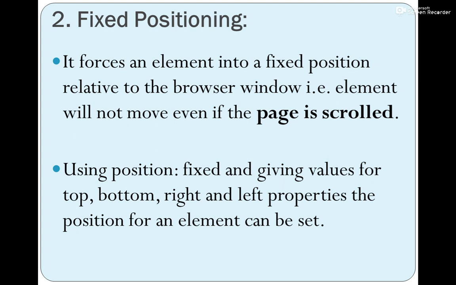So for placing the element we need all four properties with different values given in the unit of pixels. Means we will be giving the values in pixels for these different properties, right? So to fix a position for an element we require these different properties. We will see with the example.